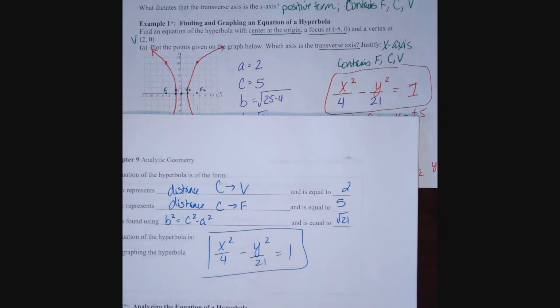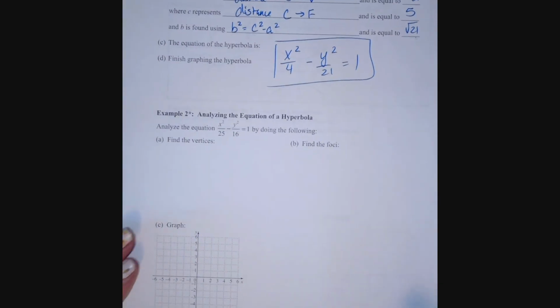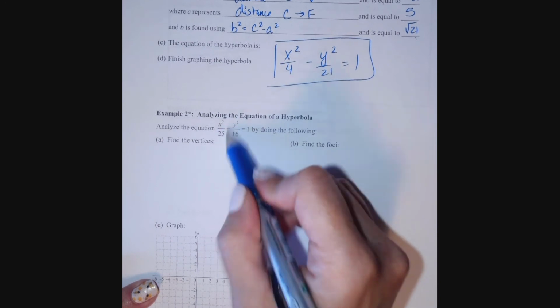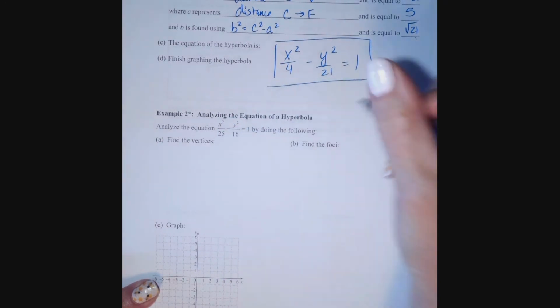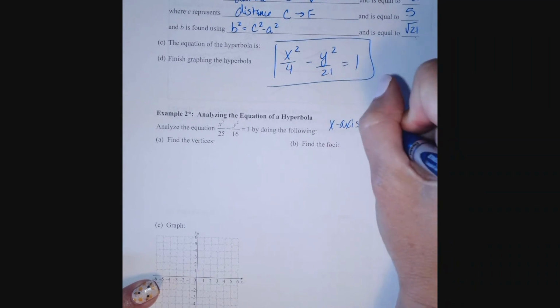Back to our notes that we're working on now. Example 2. We're going to do another equation of a hyperbola. We're going to graph. This time we are given the equation to start with. So what do we know? Well, we know because our first term is the x squared term that the x-axis is our transverse axis.